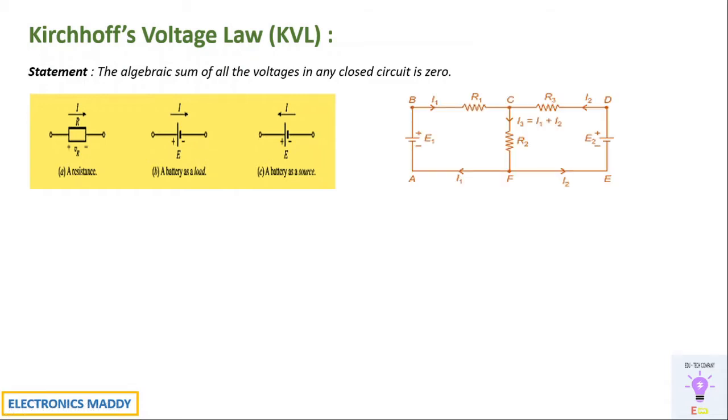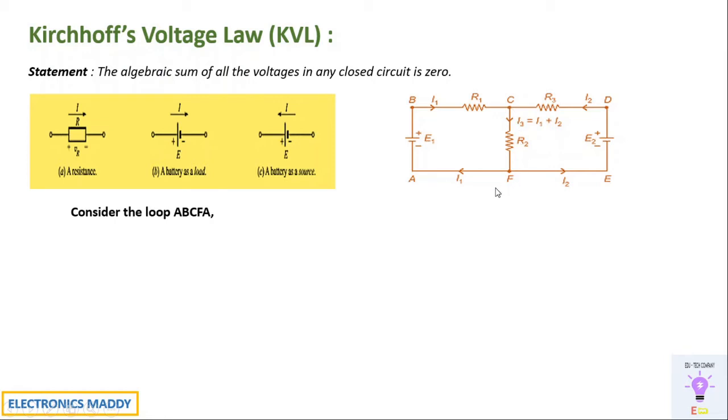So just to give you an understanding, let us consider a circuit. This is a normal circuit with a DC supply and resistive branches. Two DC supplies are used in this case. So let's consider and apply KVL across A, B, C, F, A. So this is the loop where we will be applying KVL.